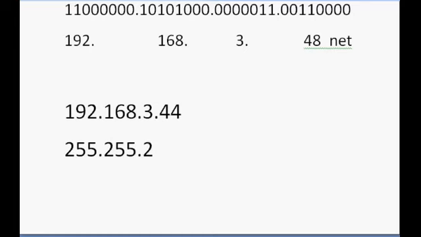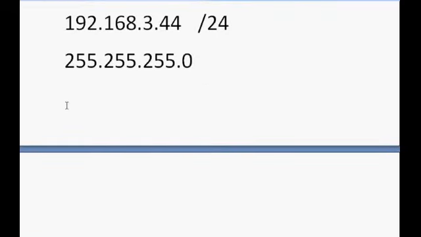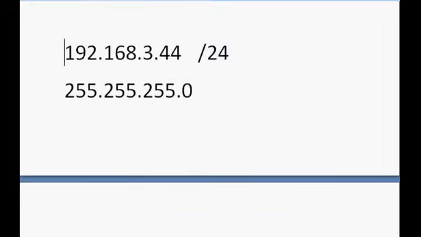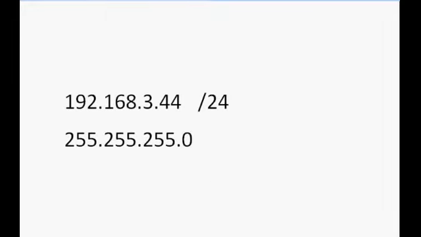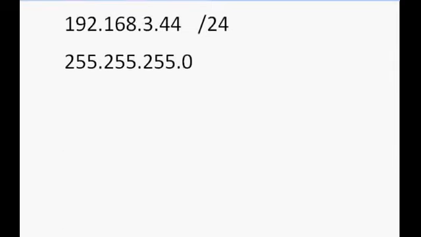This would be /24, right? So in this situation, you always have to know, and in Cisco you're going to be asked to do this, what is the network number? Well, in this case, the network number is 192.168.3.0, and then they'll ask you, what's the broadcast number?